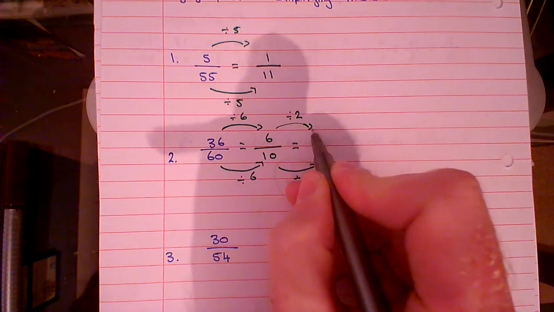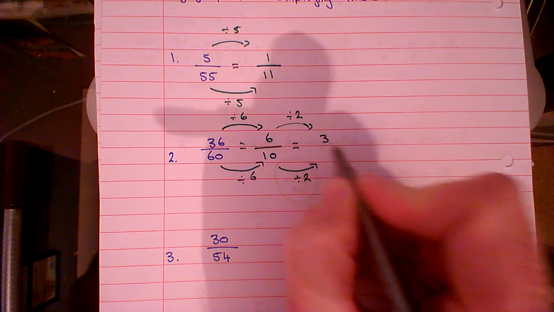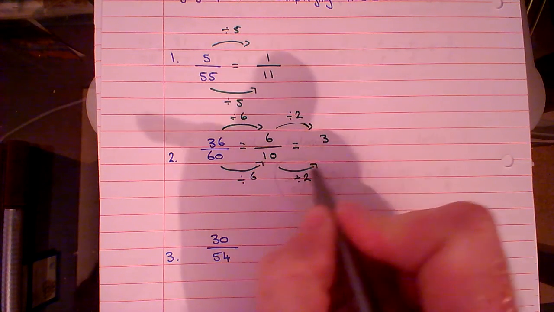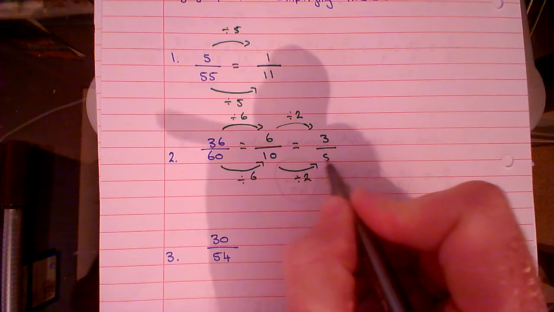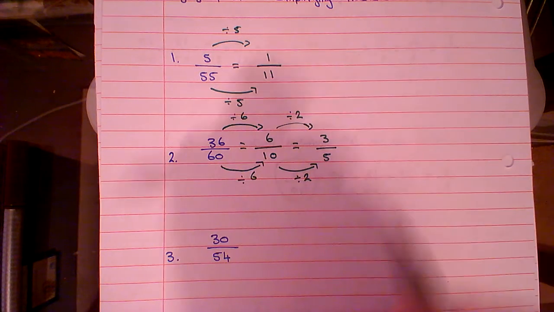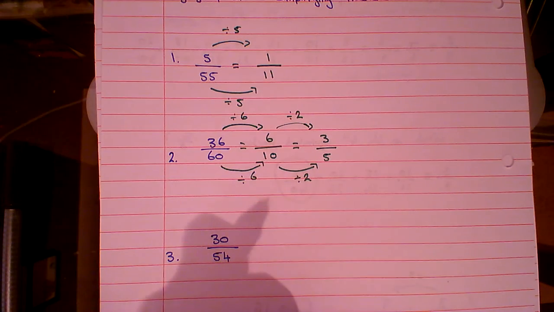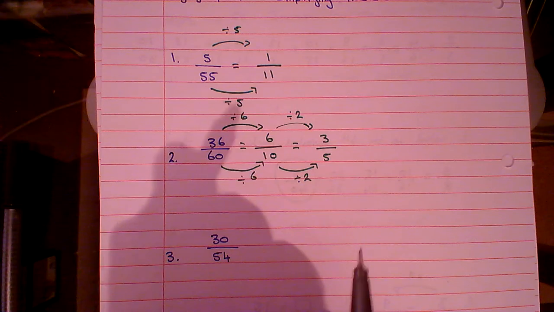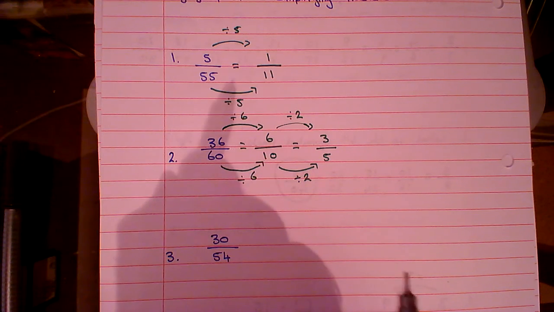So 6 divided by 2, we follow the arrow, is 3, and 10 divided by 2 is 5. So my final fraction is 3/5. That can't be simplified anymore. There isn't a times table that both 3 and 5 are in.